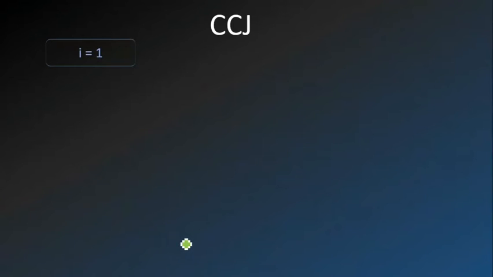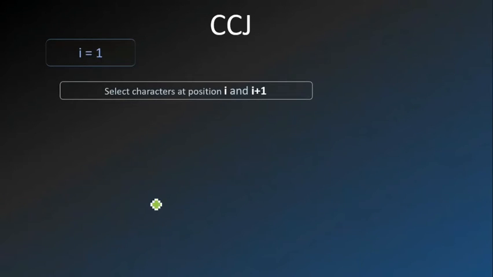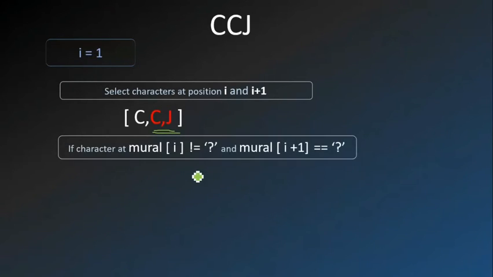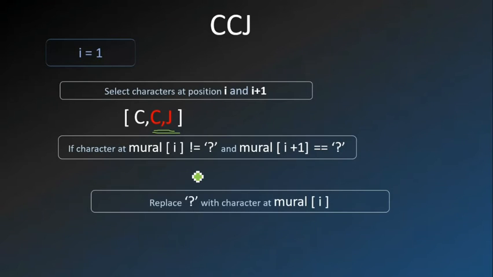The next iteration is I equals 1. So the characters are C and J. Both of them are not having any question mark, so the string is going to remain as it is, which is CCJ.